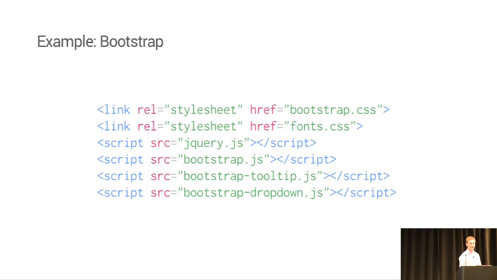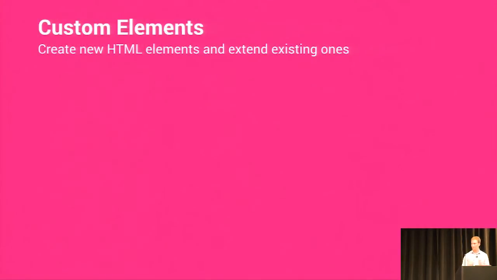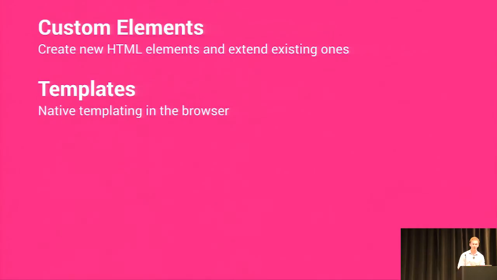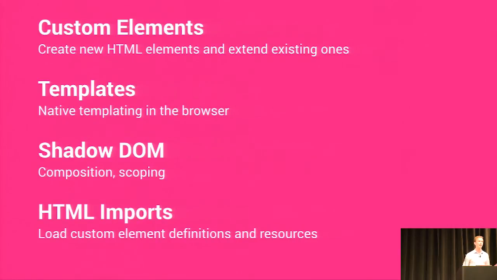It shouldn't be this hard. HTML imports is just a new way of doing this dependency management with a link rel equals import, href equals Bootstrap, and then that can define its own dependencies. So instead of having to stamp everything up on your first page right away, you can define dependencies in a more modular way. To review, we've got custom elements, which let you create new HTML elements. Templates, which is native templating in the browser. Shadow DOM, which gives you really powerful scoping and composition. And HTML imports, which ties it all together and lets you do dependency management.